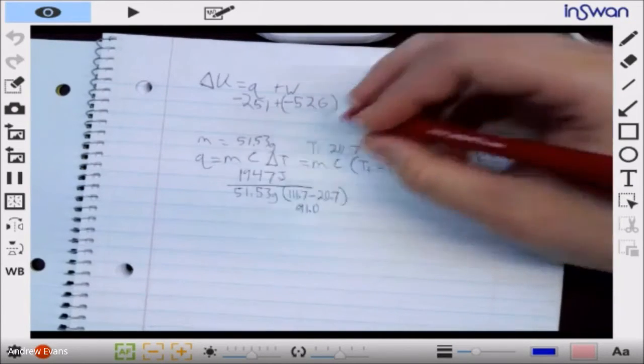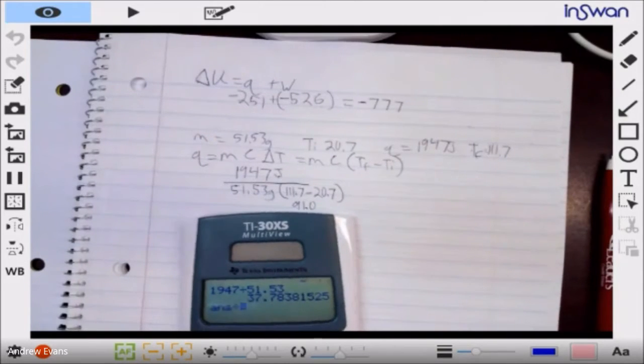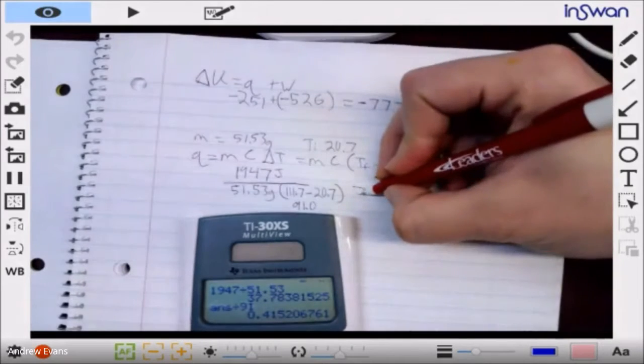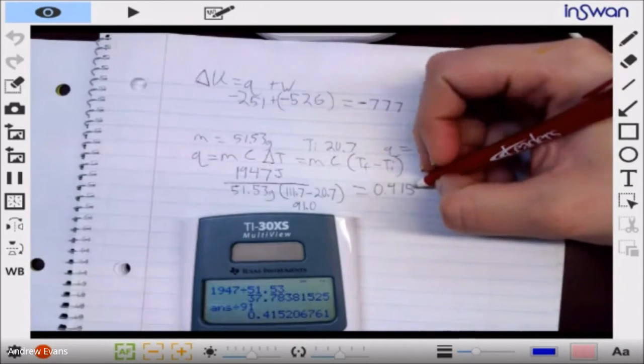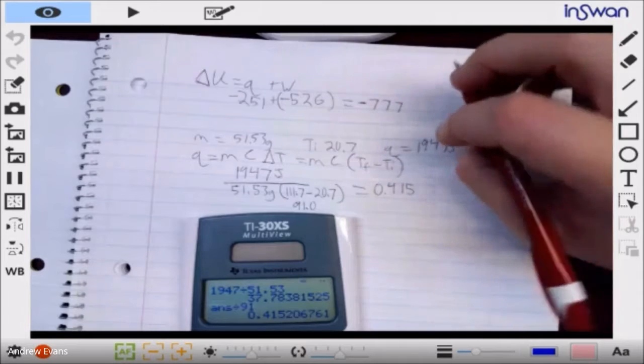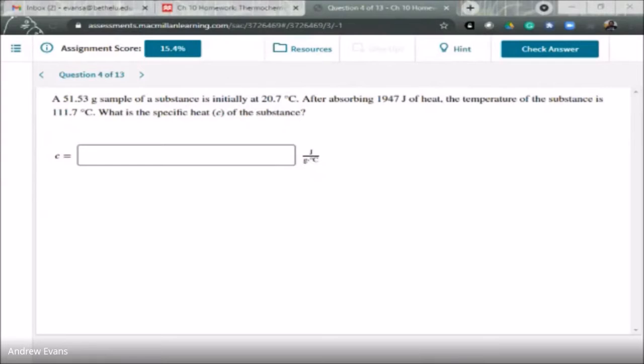91.0. So our C is 1947. We have to make sure of the order of operations, so divide by 5153, then divide by 91, and we would get our answer as 0.415. Or maybe 0.4152, depending on how many sig figs you go out to. But that is just a simple rearrangement of that equation.